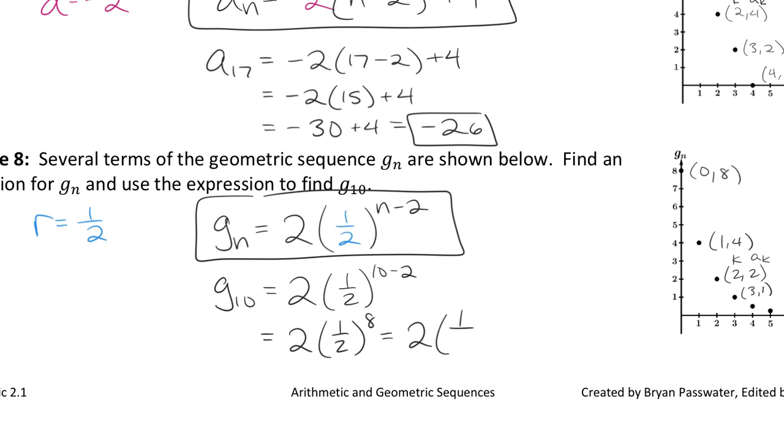What's 2 times 2? 4. Times 2. 8. Times 2. 16. Times 2. 32. Times 2. 64. Times 2. 128. Times 2. 256.